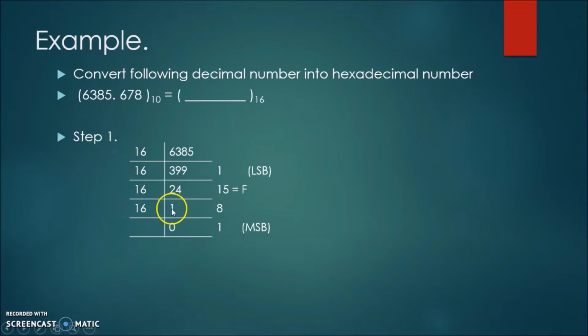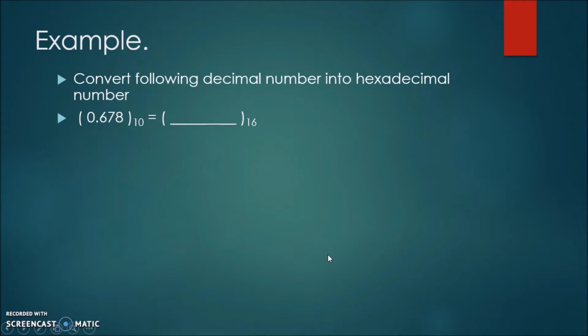If I divide this 1 again by 16, the quotient will be 0, so we have to stop the procedure here, and the last quotient we consider as it is. Further, we consider the last number as the most significant bit while the first remainder is the least significant bit. So here the answer for 6385 is equal to 18F1.